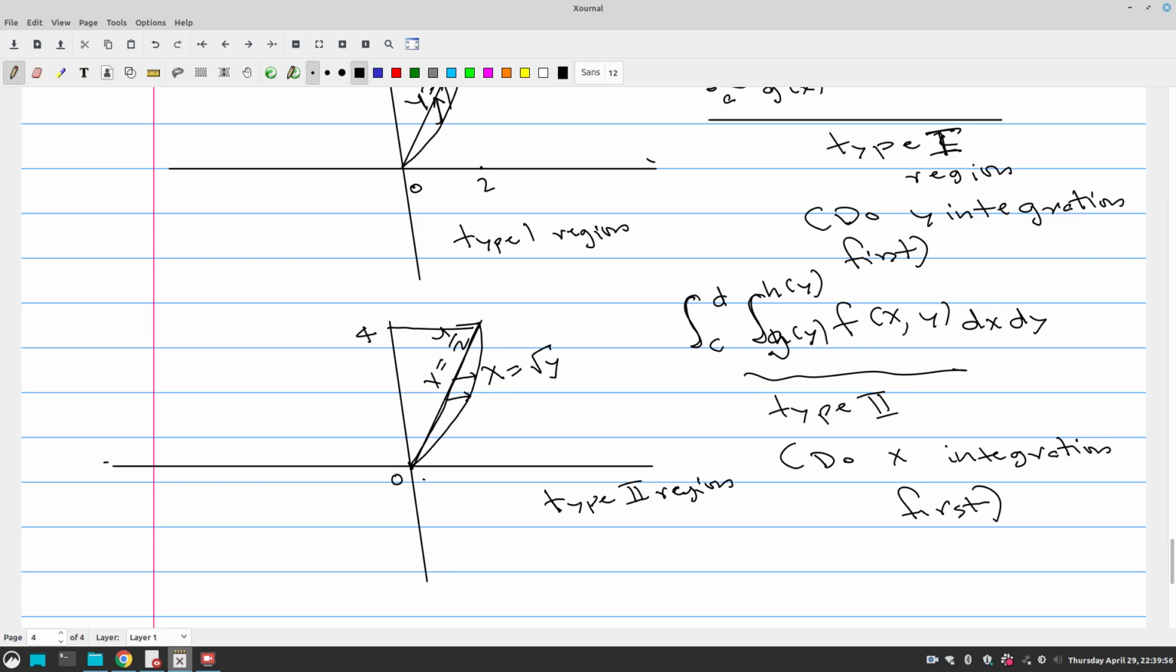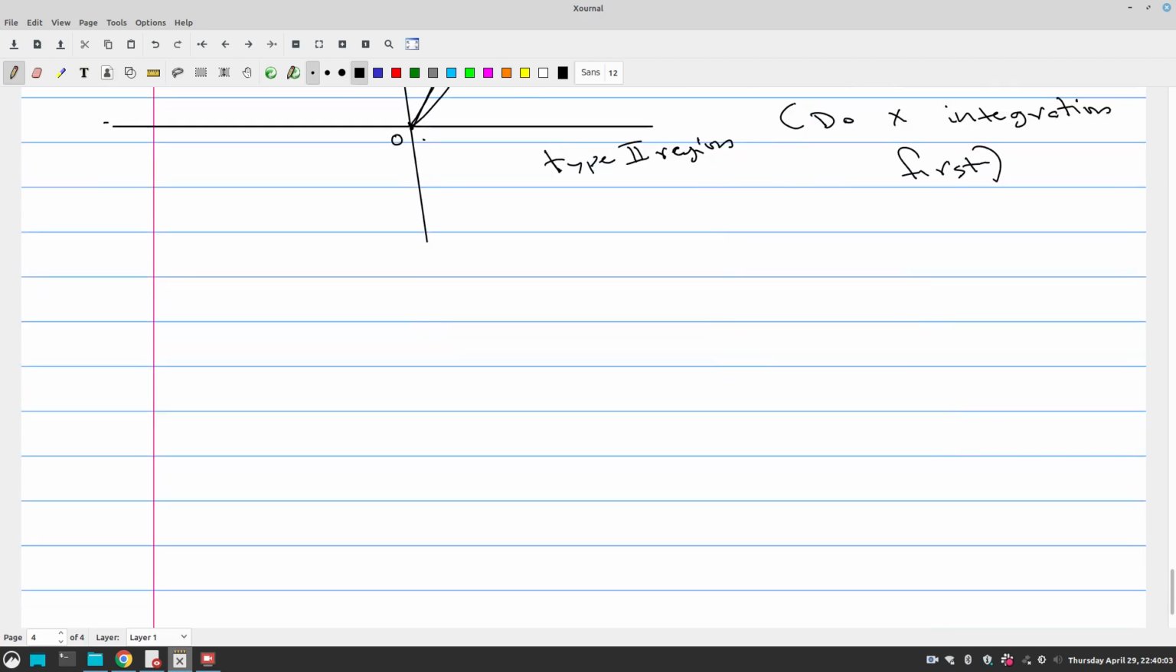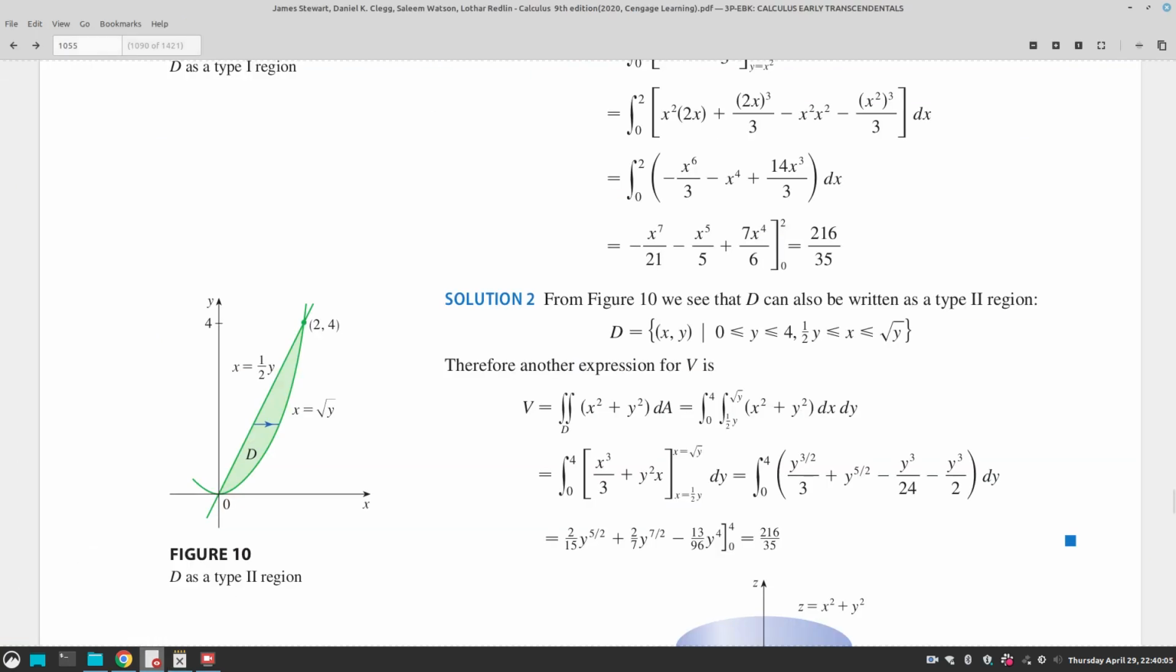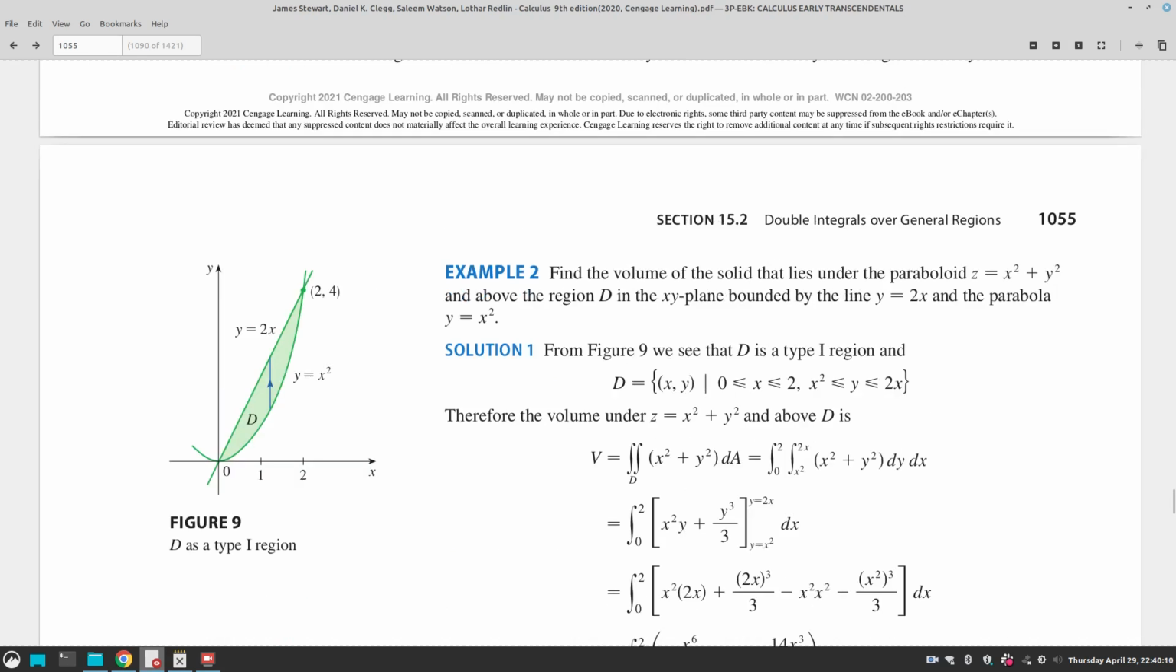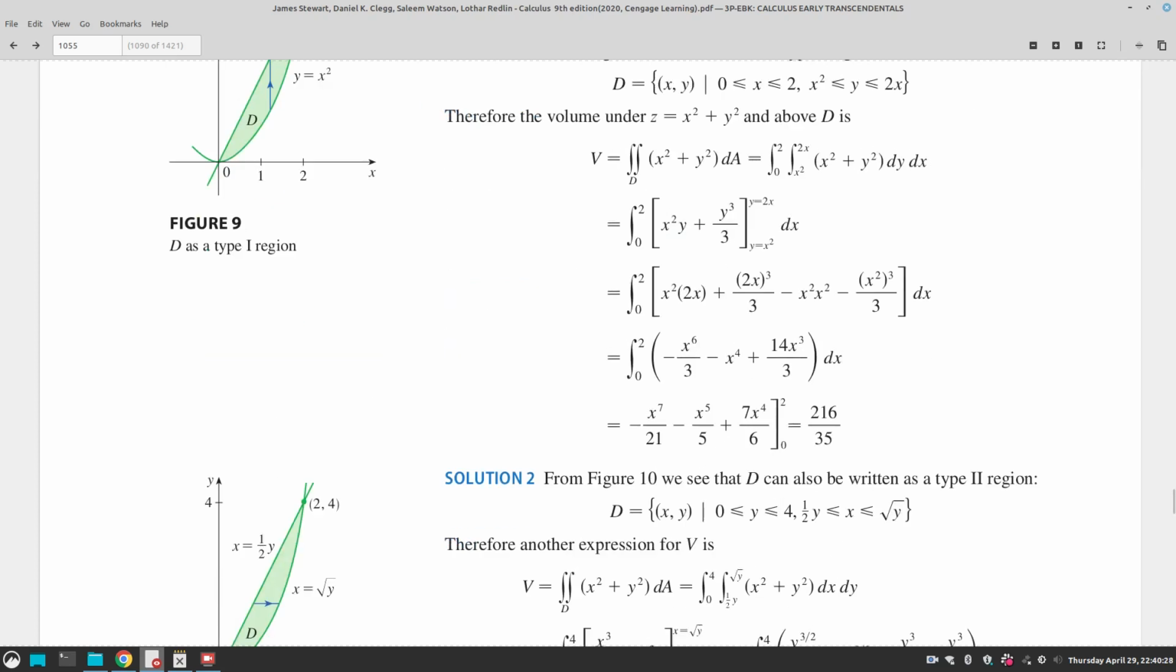Now let's see if integrating over a type 2 region gives us the same answer as integrating over a type 1 region. So we have this function to integrate, x squared plus y squared, right? Let's see what happens if we integrate it over type 1 region. It's done in the book. You should be able to do this. The answer is 216 over 35.